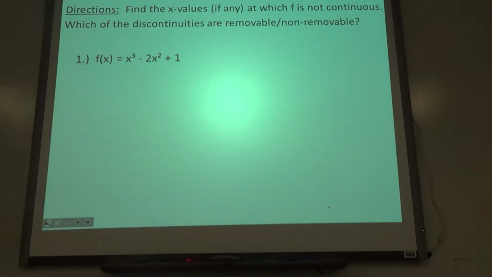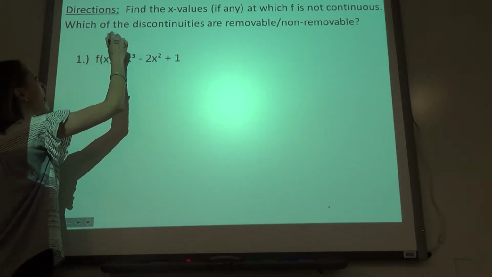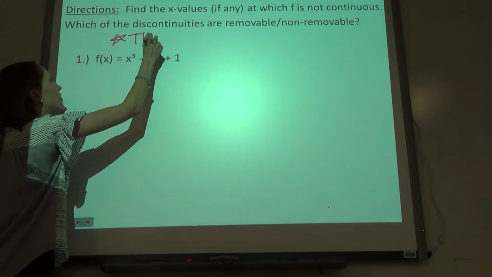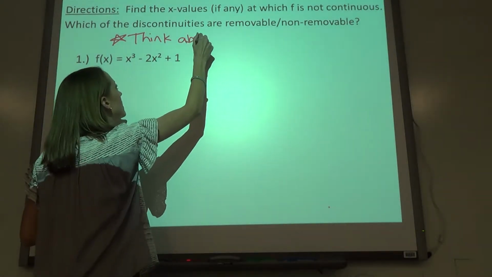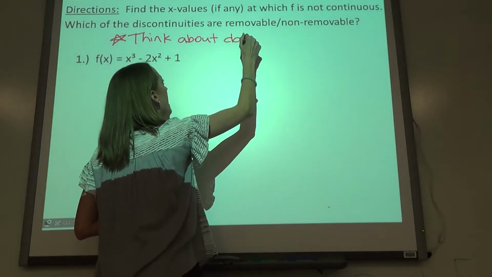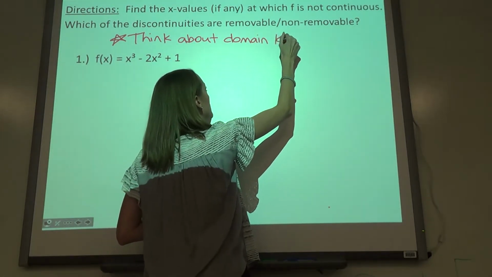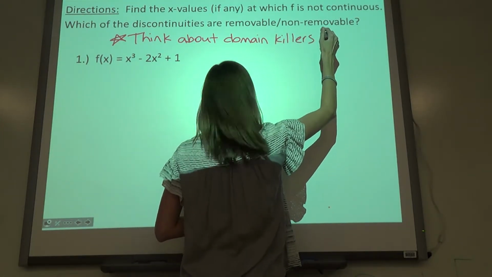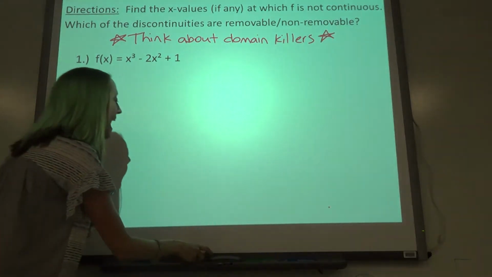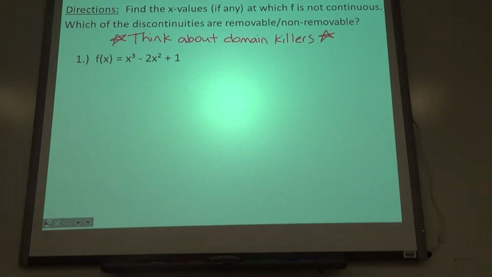Now I'm going to write something down up here that we can actually apply to every single problem today. I'm going to just write, think about your domain killers. Harsh term there. Domain killers. That is going to help us find any x values that we should be suspicious about, the x values that you should be worried about.